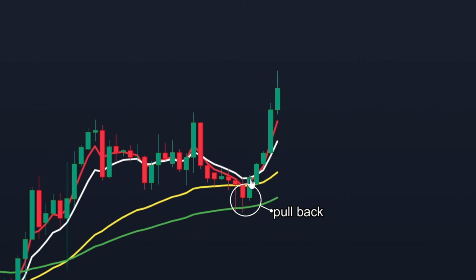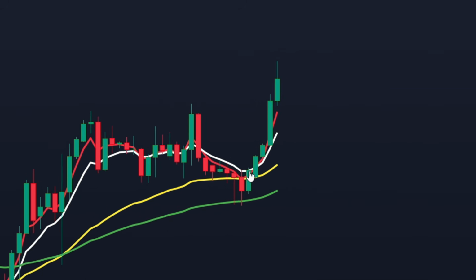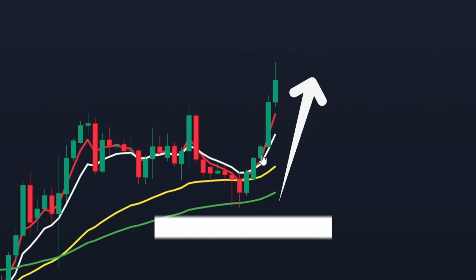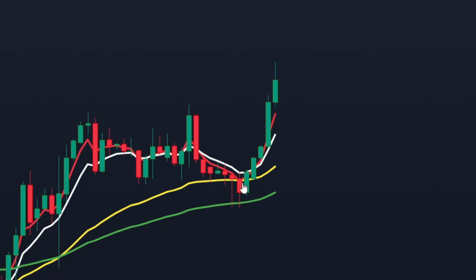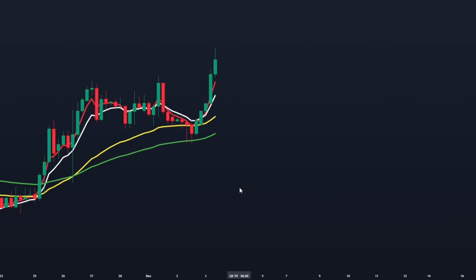And this part is very important because the pullback tells us whether this reversal is real or not. If the new bullish momentum is actually strong, then after the pullback, price should stabilize and continue higher. But if the old bearish pressure is still stronger, price will usually fail and roll back down. That is why this pullback phase is where the best confirmation comes from.